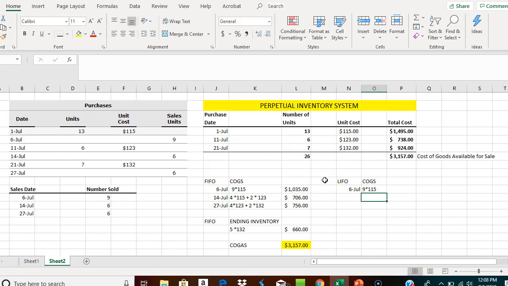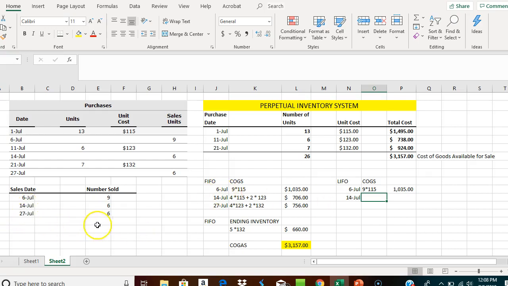So under LIFO for the July 6th sales date, the 9 that we sold came from our July 1st purchase date, because on July 6th, that's all that we had available was the 13 units that we purchased on July 1st. Therefore, our cost of goods sold under LIFO for July 6th would total $1,035 because we sold 9 of the 13 that was purchased on July 1st. So again, you must be cautious of the sales date and purchase date under the perpetual LIFO cost flow assumption. Caught you, didn't I?